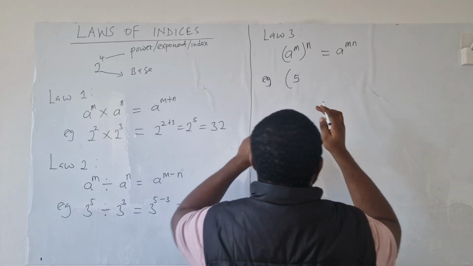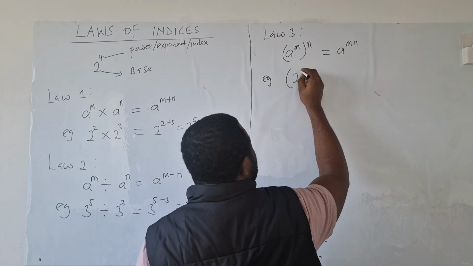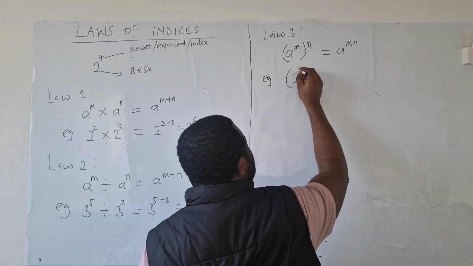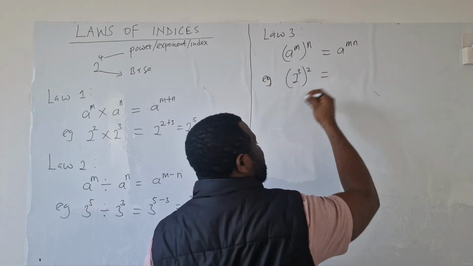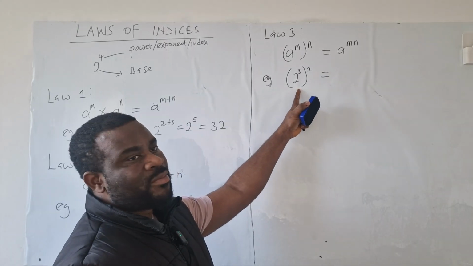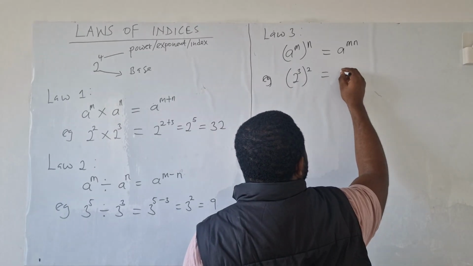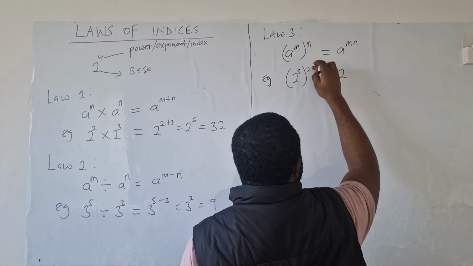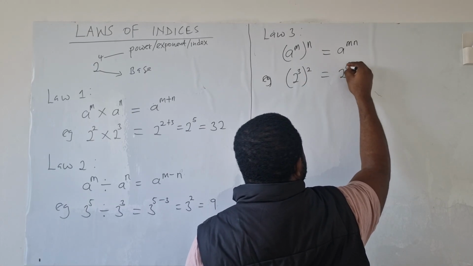2 raised to the power 3, all raised to the power 2. So you can have this situation, an index number raised to another power. And this is equal to the base 2, with the two powers multiplied together. That is 3 times 2, which gives us 6.